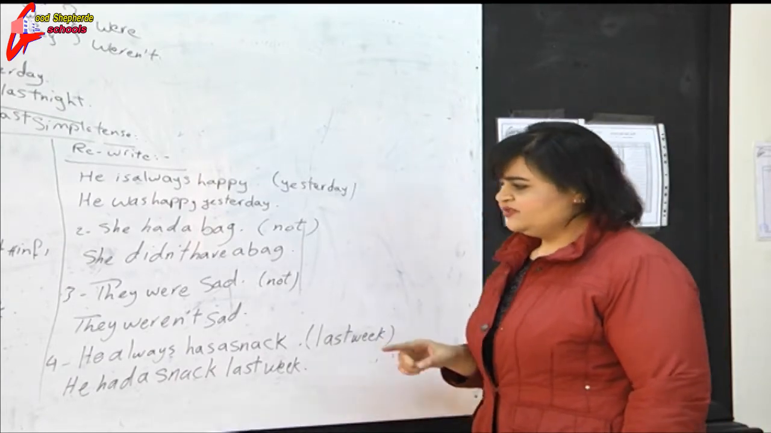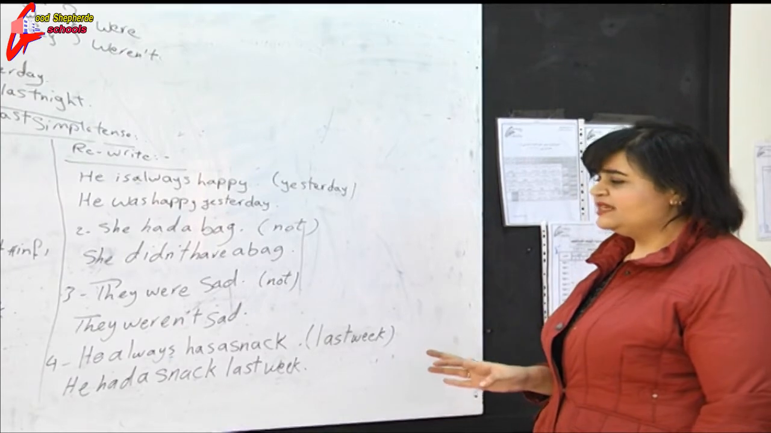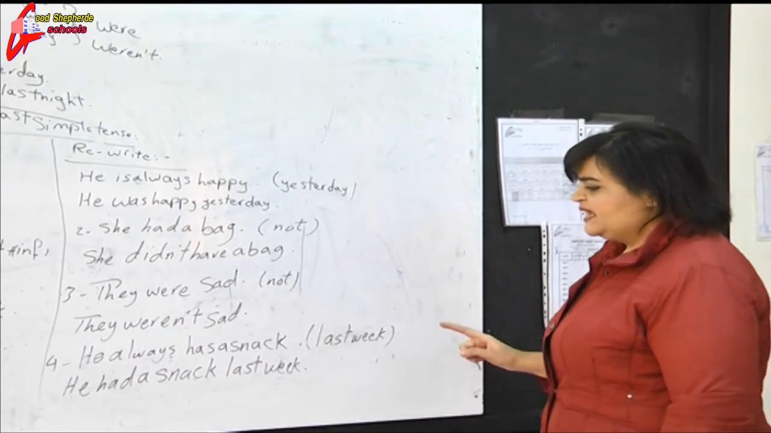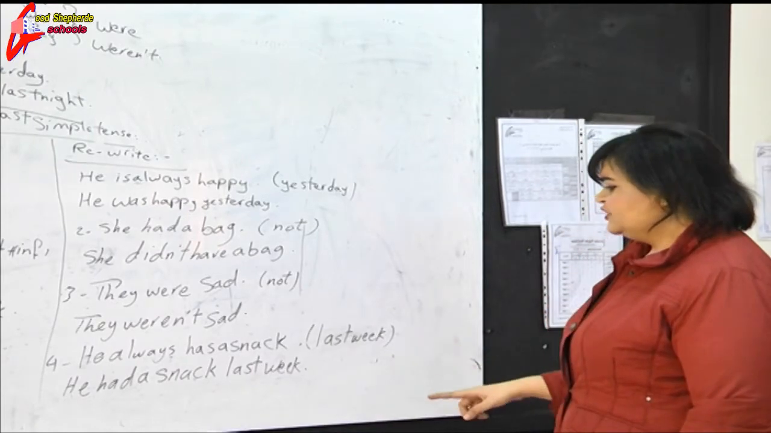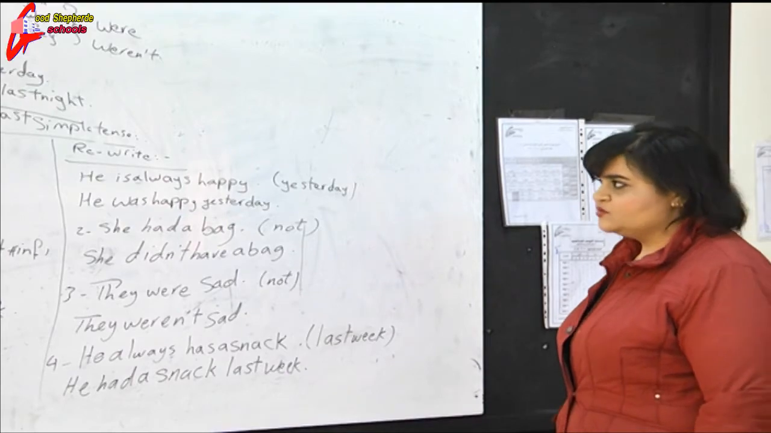Okay, number 3, they were sad. If I want to put not here, I will just put not after were. They weren't sad. He always has a snack. We need here to put last week. He had a snack last week.